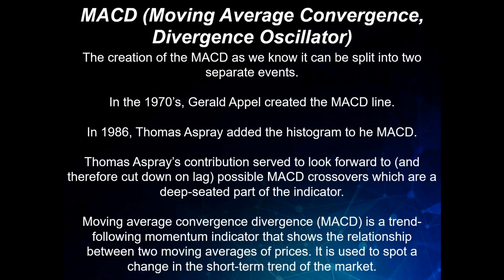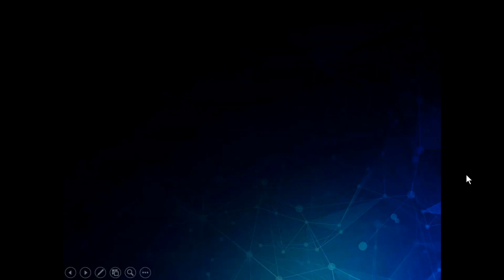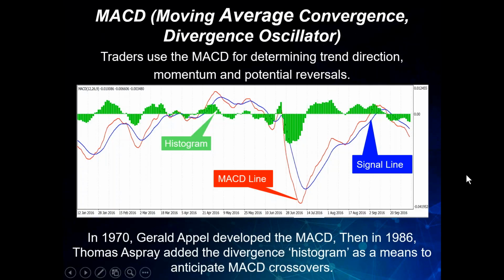The moving average convergence divergence, MACD, is a trend following momentum indicator that shows the relationship between two moving averages of prices. It is used to spot a change in the short-term trend and also in the longer term, depending on the time frame, of course. Traders use the MACD for determining the trend direction. As you can see, the two lines were what Gerald Appel developed, and then the histogram was put in place a little later, as I mentioned, in 1986.